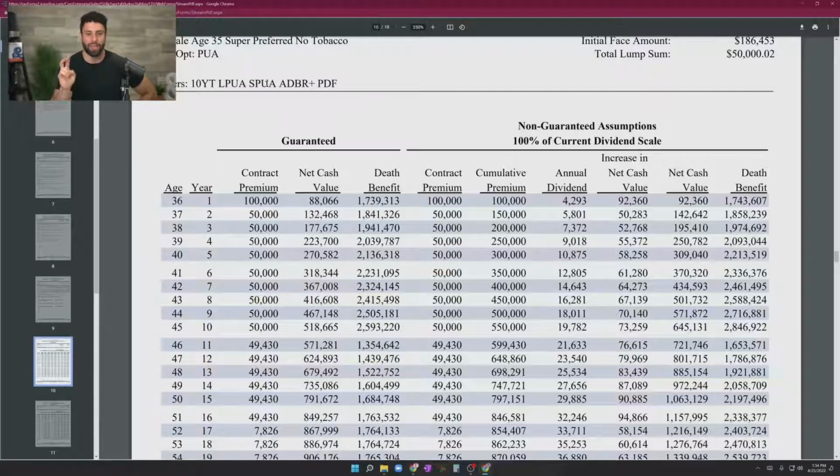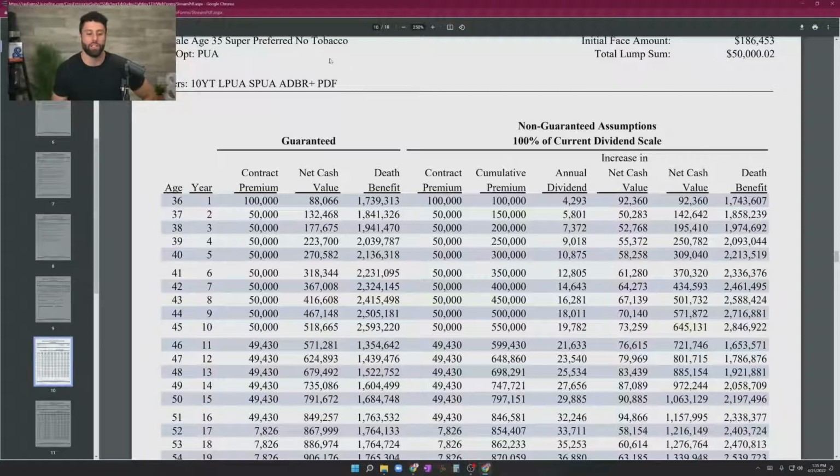On top of that, the next factor is going to be gender. Gender is female. Females in general have a higher life expectancy than a male. Therefore, their efficiency on their policy is going to be slightly better. The other factor is going to be health rating. Here is a super preferred non-tobacco user. Health ratings play a critical piece into it. Whole life is going to be great, even if you have a standard rating, a preferred rating, or super preferred, but the better rating you get, the more efficient your policy is going to be from a cash value perspective and also from a death benefit perspective.